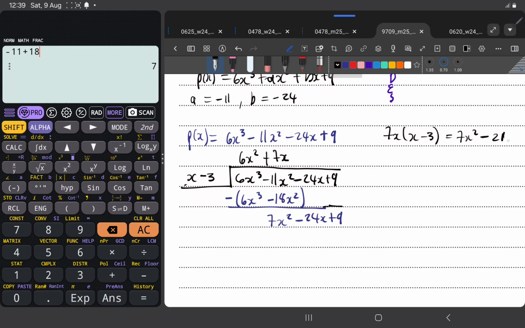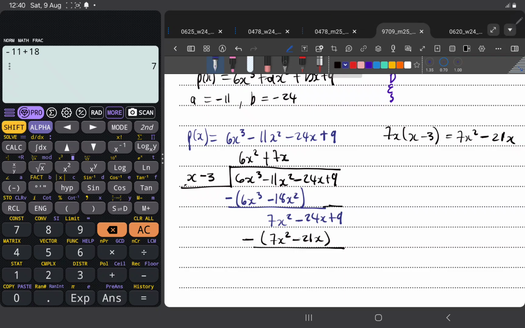7 times 3, this is 21. So it's negative 21x. Then we're going to say minus, we put that now: 7x squared minus 21x. Okay, we are putting it. Now we're going to say 7x squared minus 7x squared, nada.